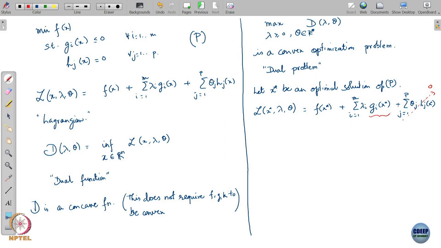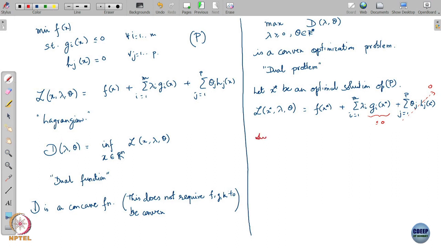What about this term here? What about g i of x star? Well, x star being feasible, it means that this is less than or equal to 0. Now, if this is less than or equal to 0, then we have that f of x star is greater than or equal to lambda i times something that is less than or equal to 0. Now, I have not yet said anything about lambda i itself. I have not told you that lambda i should be greater than or equal to 0. We did put lambda i greater than or equal to 0 in this optimization when we were defining the dual problem. So, let us go ahead with that.